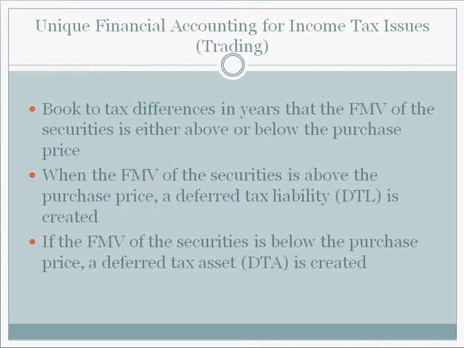If the fair market value of the securities is above the company's basis, then a deferred tax liability is created since the company is required to subtract the amount of the gain from book income in order to arrive at taxable income. The opposite result occurs when the fair market value of the securities is below the company's basis. In this situation, a deferred tax asset is created.